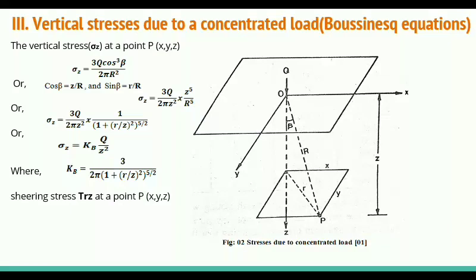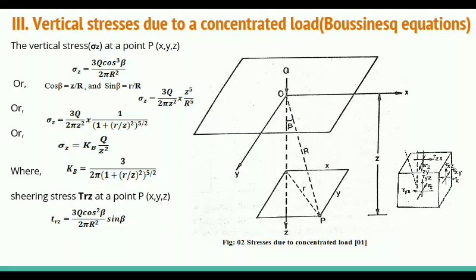We can also write the shear stress at the point P. So tau rz at the point P, we can write 3q cos square beta sin beta divided by 2 pi r square, by using cos beta and sin beta in terms of z, r and small r. So we can write like this. The shear stress I have shown in the figure, and I have mentioned it in all planes. So we just have to remember what Kb is and what sigma z is.